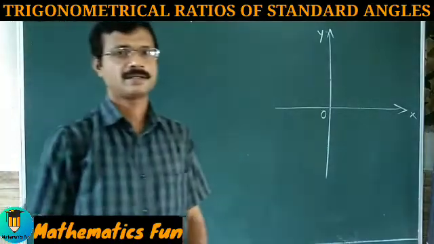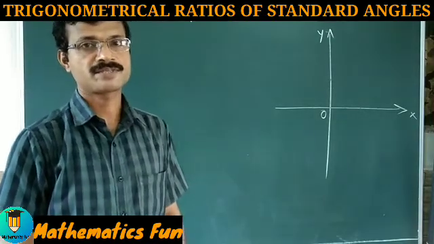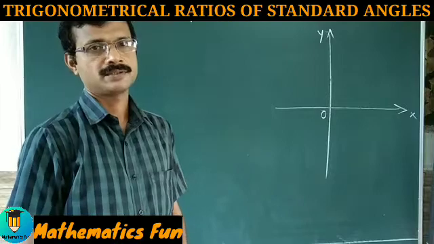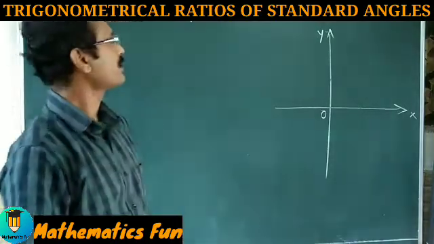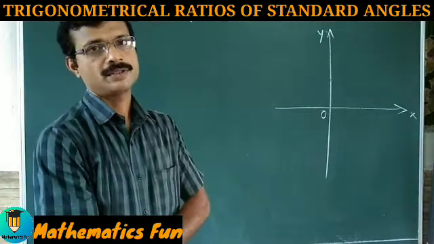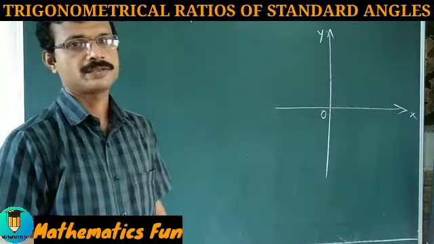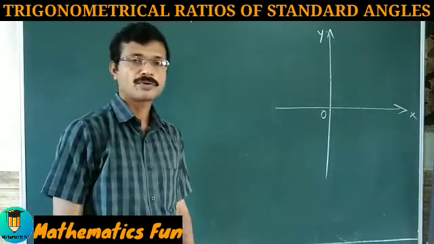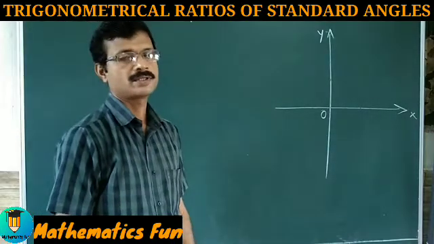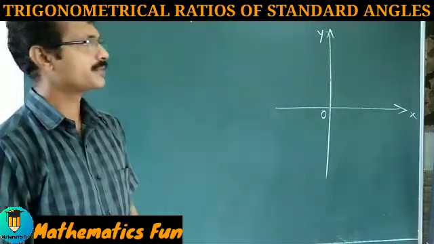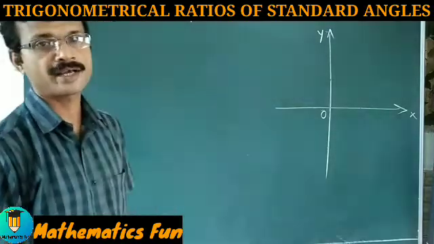Hello children, today we will be discussing the trigonometrical ratios of standard angles. This is chapter number 2 in trigonometry, that is chapter number 18 in your textbook. So it is the continuation of the first chapter of trigonometry. So you are supposed to know all basic ratios. I hope you have learned all the basic ratios. So it's a continuation. We will be discussing mainly the trigonometrical ratios of standard angles.